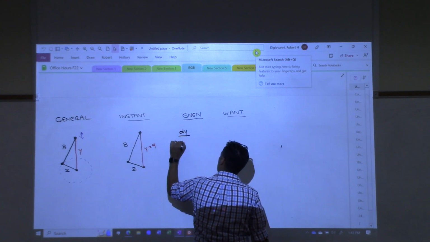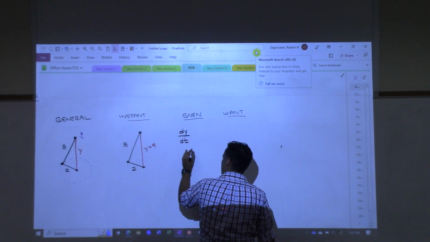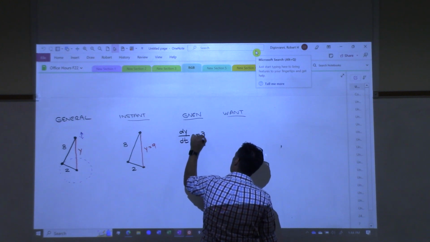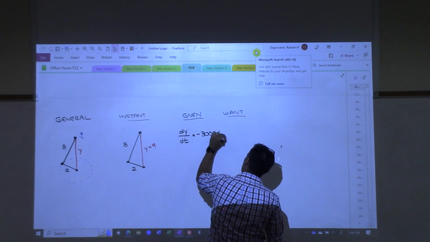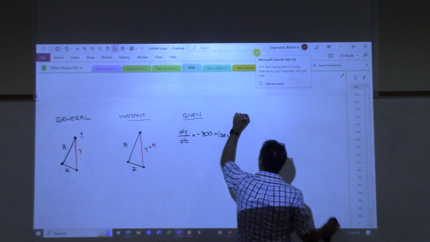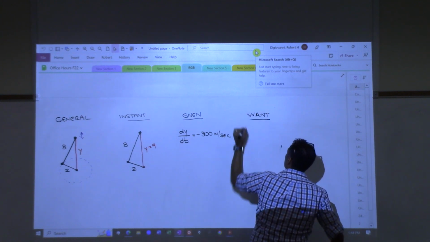Is it growing or shrinking? It's shrinking. Y is shrinking. So I'm going to put negative 300 inches per second here. Do you all understand that? Yes.